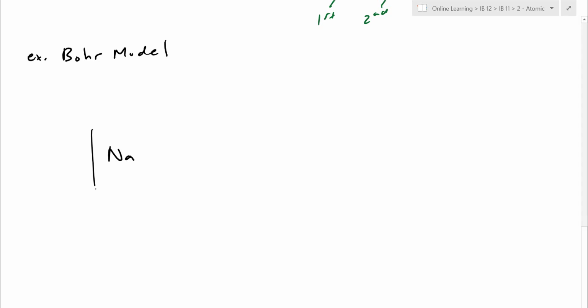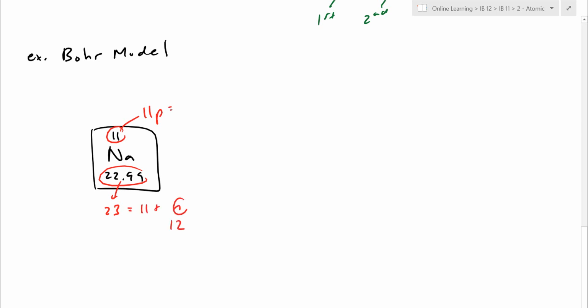But sodium, again, on the element number, double check my numbers. It should be element 11. I think it's 22.99. I can identify here, well, 11 protons. This mass here needs to be rounded to 23. That would tell me then I have 12 neutrons. So 11 plus my neutron number has to be 12, and that would mean 11 electrons.